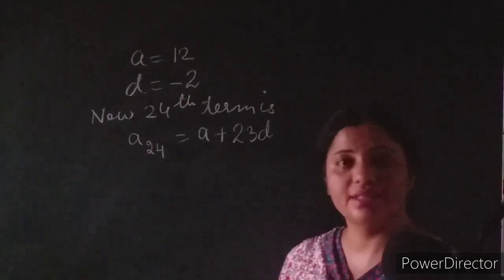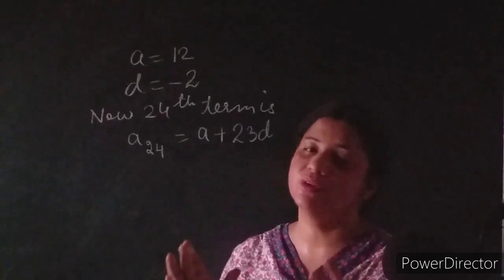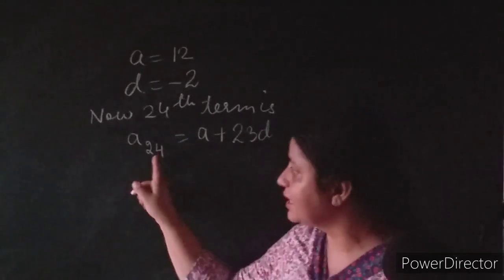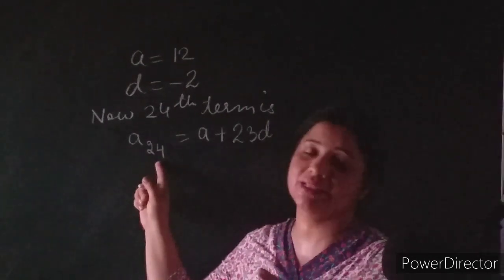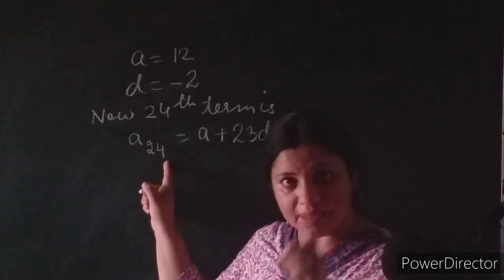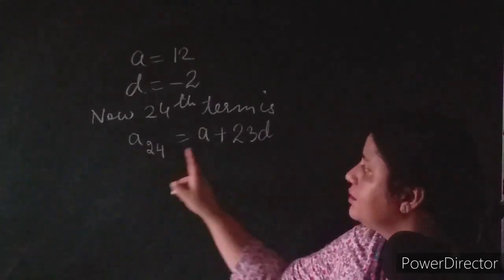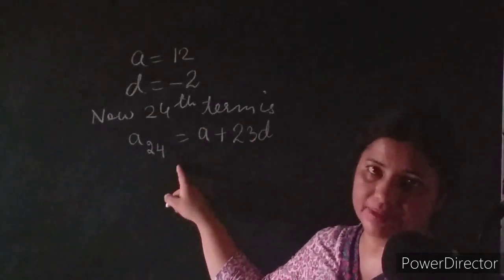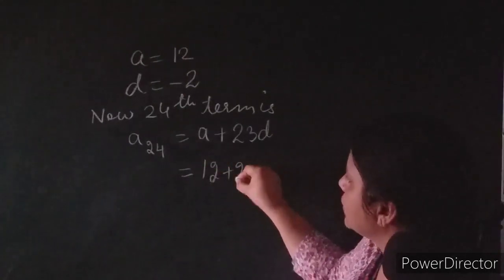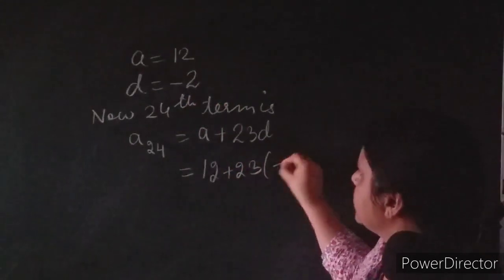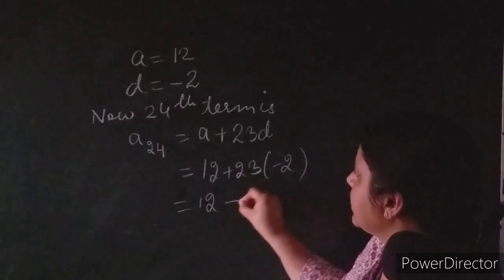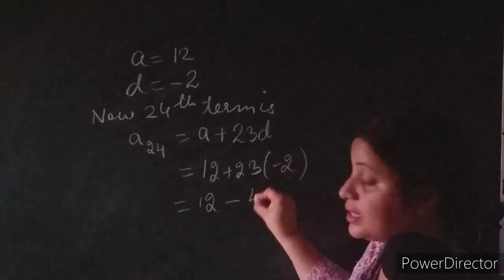So, see how easy things are. You would simply love to solve the questions of this chapter by this simple thing: whatever is the term at this place, we have to write a coefficient one less than this number. Now simply put the values. A means 12 plus 23 into D means minus 2, it means multiply only, is equal to 12 plus minus 23 twos, which will be 46 here.